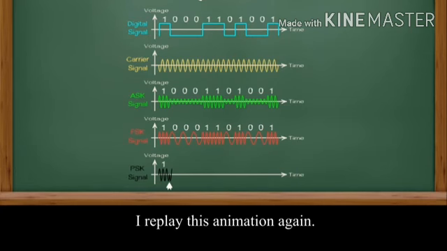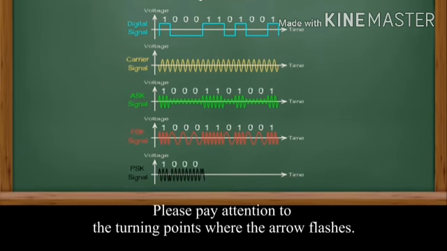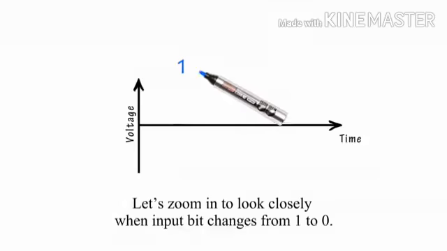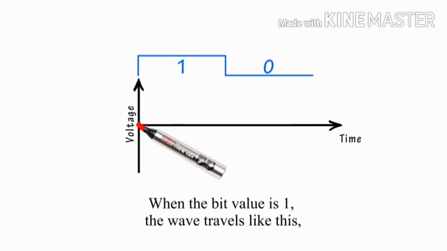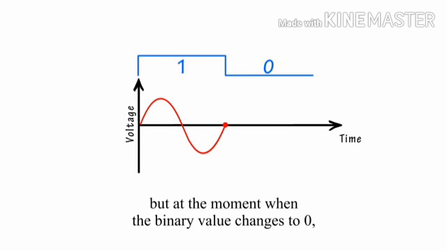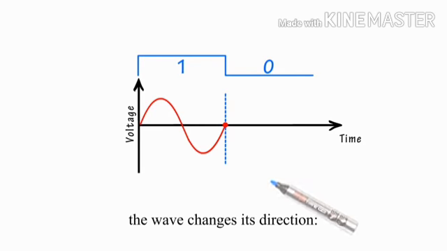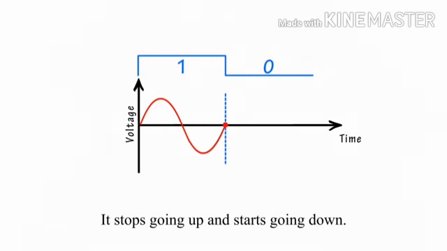I replay this animation again. Please pay attention to the turning points where the arrow flashes. Let's zoom in to look closely when input bit changes from 1 to 0, for example. When the bit value is 1, the wave travels like this. But at the moment when the binary value changes to 0, the wave changes its direction. It stops going up and starts going down.